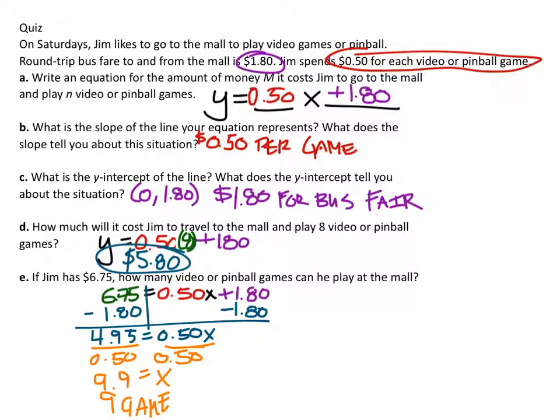He can play 9 games if he has $6.75. Of course, that first $1.80 went towards bus fare, and then he only has enough to play 9 games. If he did, he would have 45 cents remaining from that $4.95 after the bus fare. So those are the answers to the quiz.